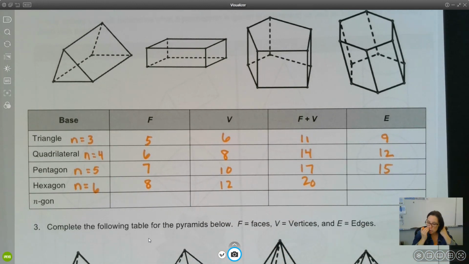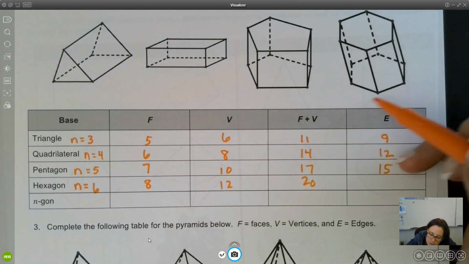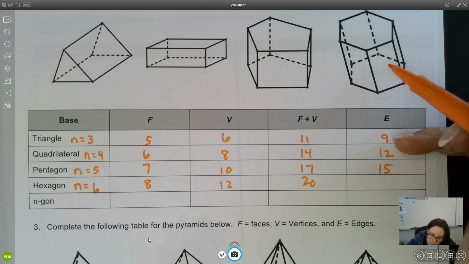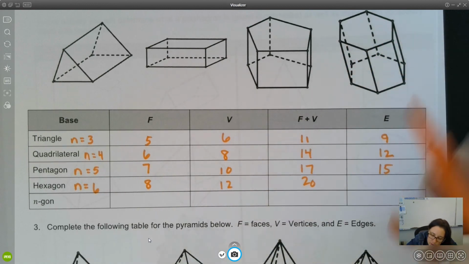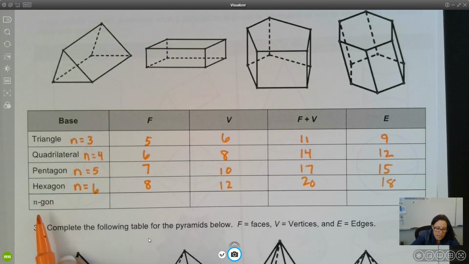Okay, the number of edges: 6 up here, 6 down here, and then 6 around, so 18. All right, well, what happens if you have an n-gon?